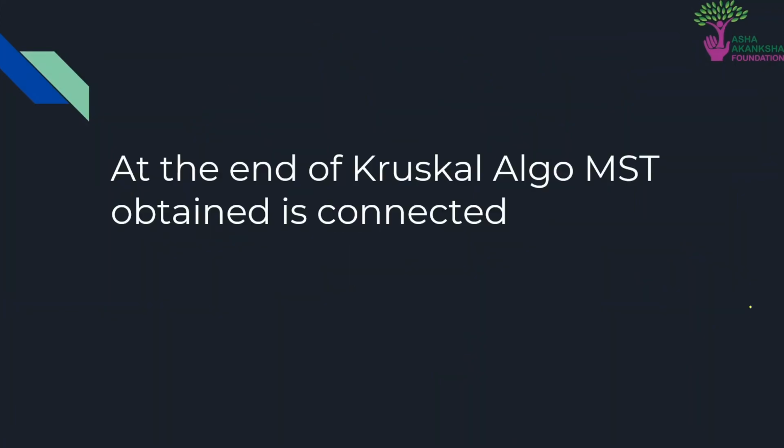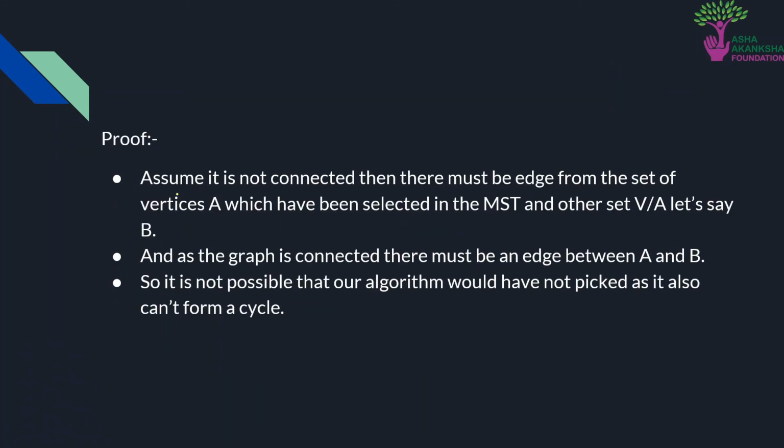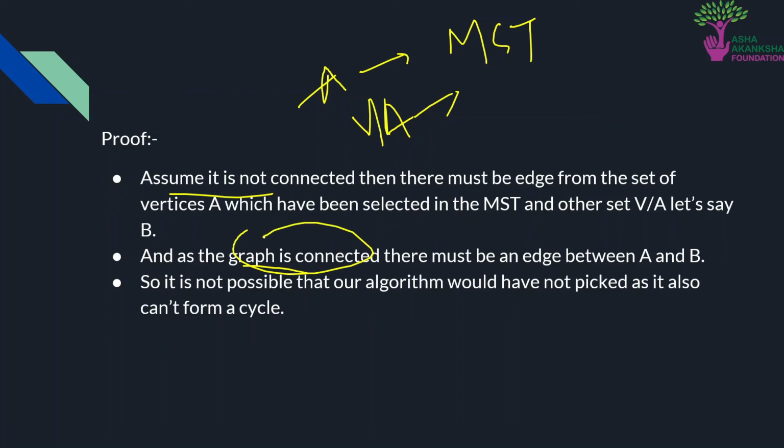Now let us see another claim, which is that at the end of Kruskal's algorithm, the MST obtained will be connected. Assume there are two sets: let set A be the vertices which are included in the MST, and set V minus A be the vertices which have not been included in the MST. We know that the graph is connected, so there must be an edge between set A and set V minus A. It is not possible that our algorithm would not have picked that edge, as if we included that edge, all the properties would be satisfied: all the vertices would be included, and it would be acyclic.